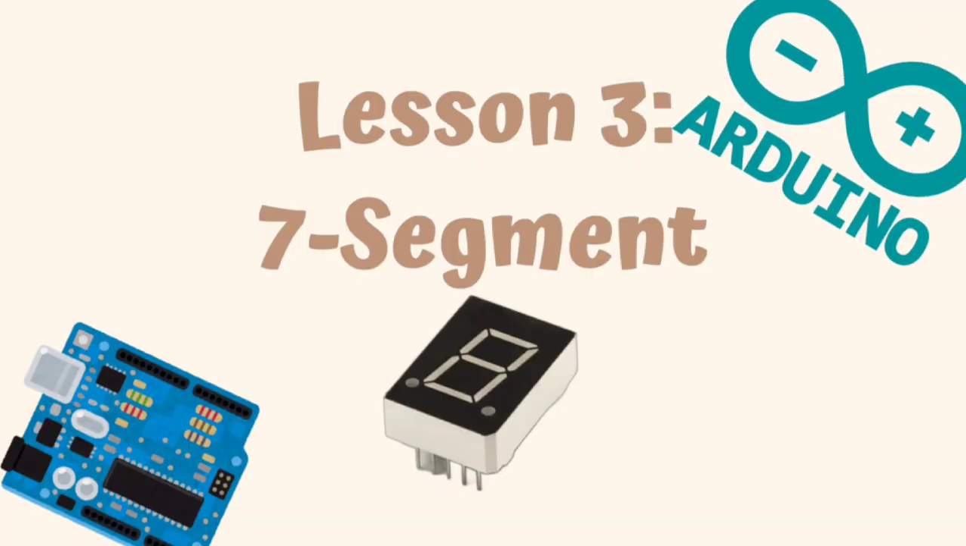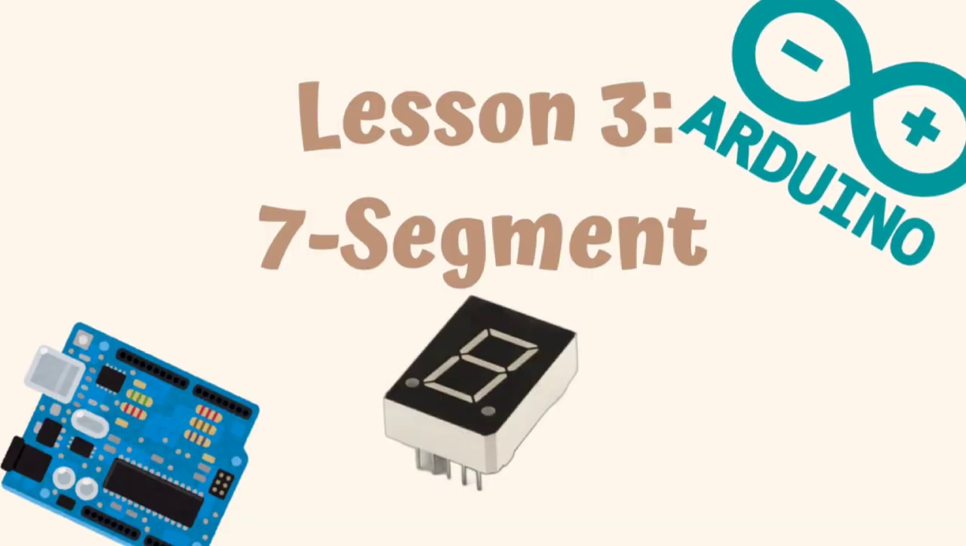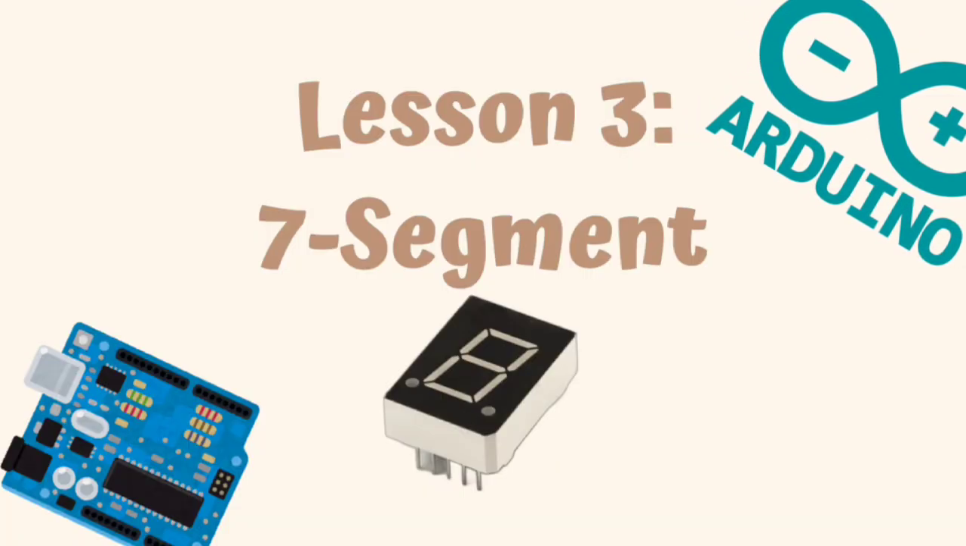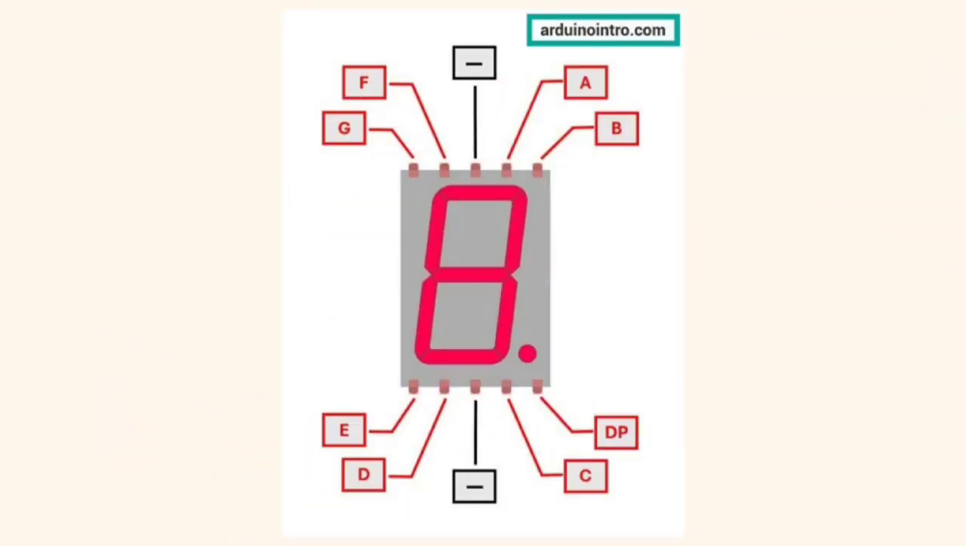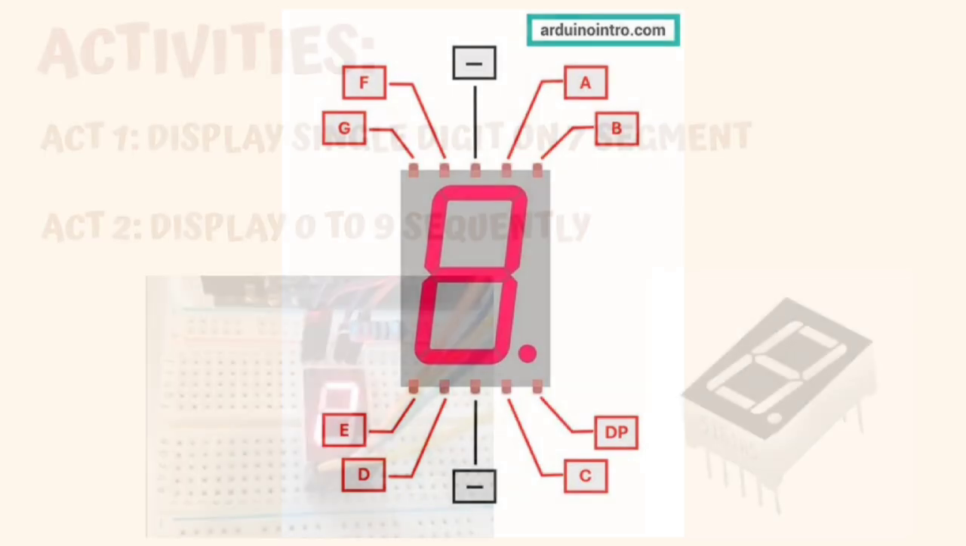In lesson 3, we're going to talk about 7 segment. 7 segment is an output device which displays a number or a letter. Inside of a 7 segment display, there are 10 pins in total, and these are A, B, C, D, E, F, and G. Those correspond to the red lines inside of the display. The DP is the period inside of the display.